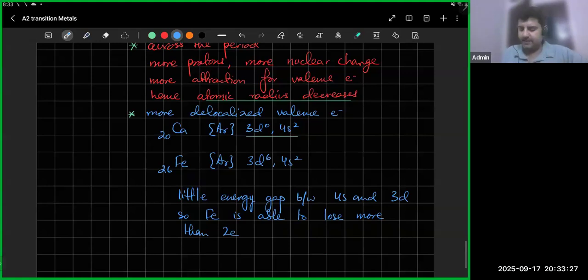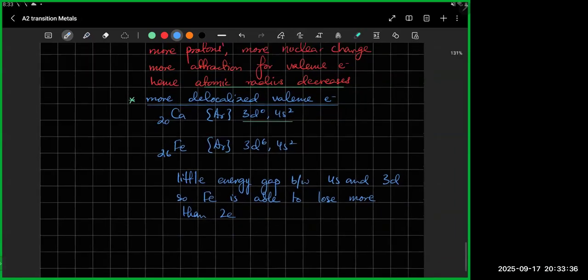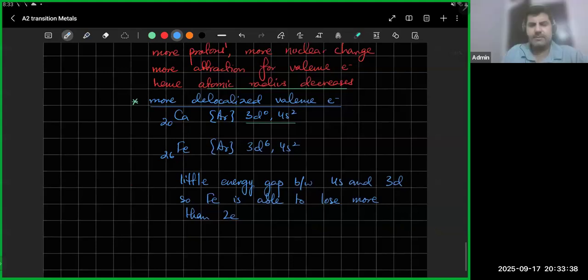Okay. Is this point clear? Ibrahim, Sar, Qasim, is this clear? Yes. Okay, so iron is able to lose more electrons.